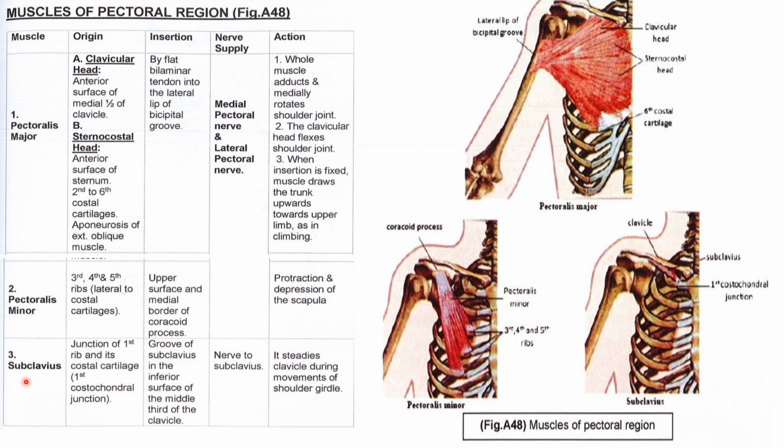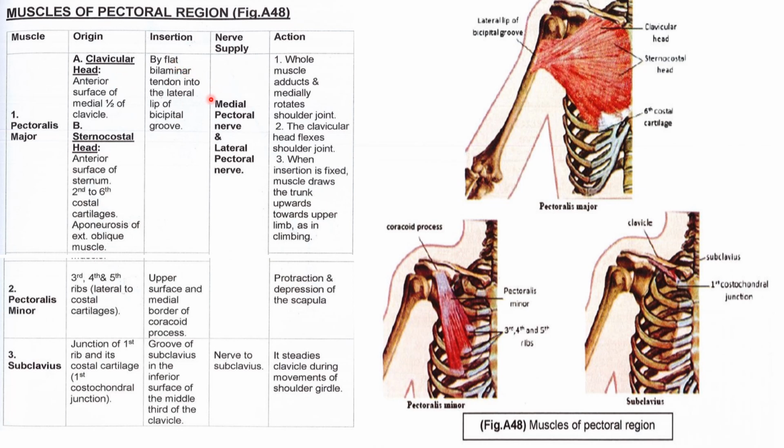Then for subclavius, the origin is the junction of the first rib. The origin is the first rib, just under the clavicle, and the first costal cartilage, creating the first costochondral junction. So these are the origins so far.